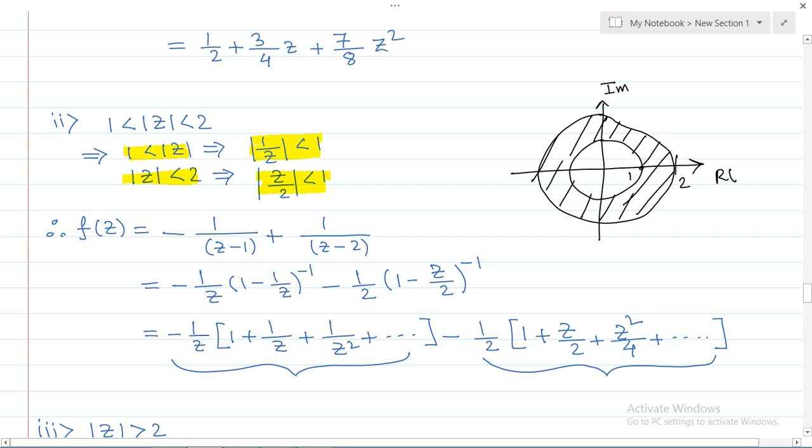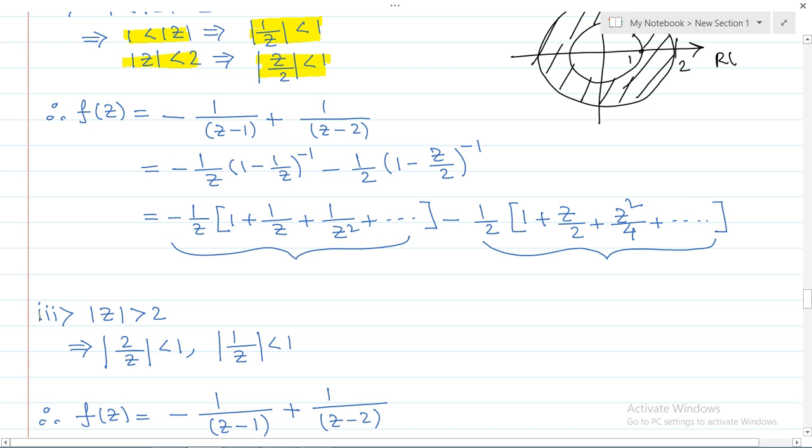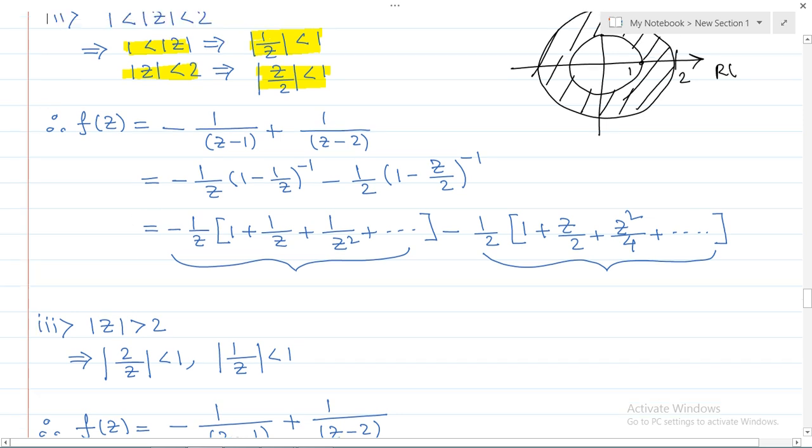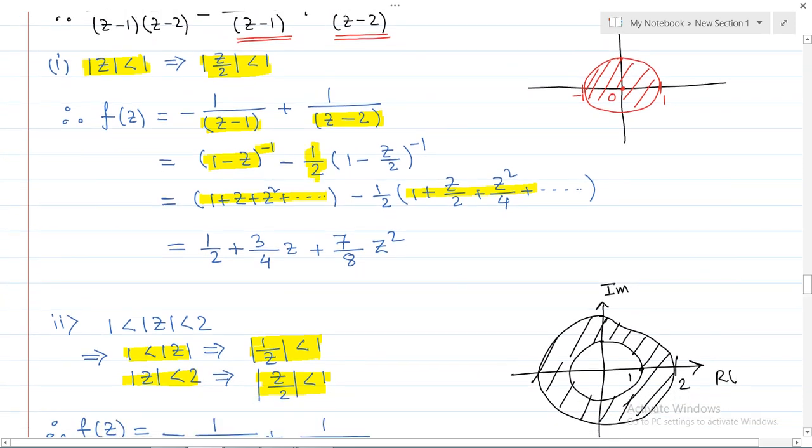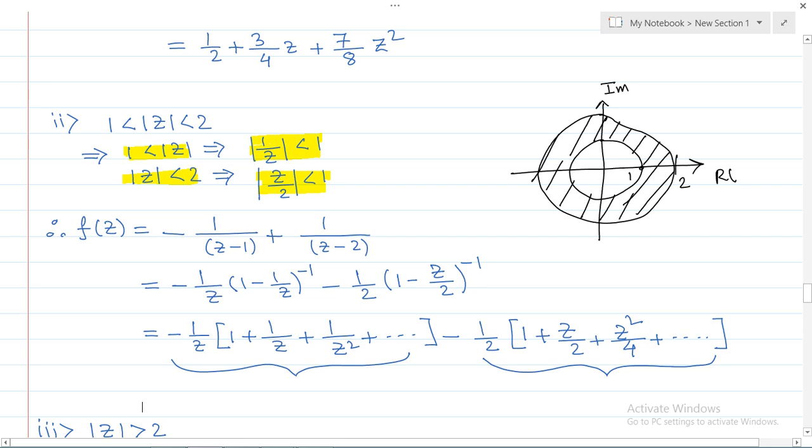Okay, now f of z is what? Minus of 1 by z minus 1 plus 1 by z minus 2. Now see this carefully. Since we have written that 1 by z is less than 1, we have written here that 1 by z is less than 1.